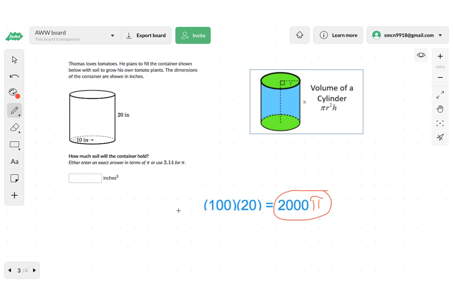Just to review, I went to the formula and I wanted to do this in terms of pi. So that means I'm going to leave pi at the end. I took my radius and I squared it and I got 100. I took my 20, which is my height, and I put that in. And I did 100 times 20, which gives me 2,000, and I added pi at the end. That's all you have to do for this first one. All right, so I'm going to show you one more.